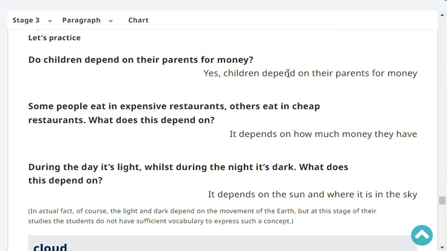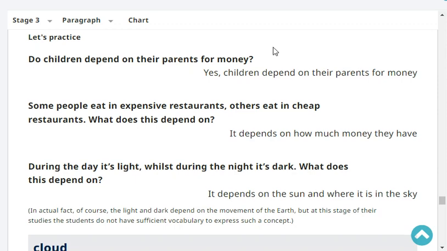Some people eat in expensive restaurants. Others eat in cheap restaurants. What does this depend on? It depends on how much money they have. During the day it's light, whilst during the night it's dark. What does this depend on? It depends on the sun and where it is in the sky. Very good.